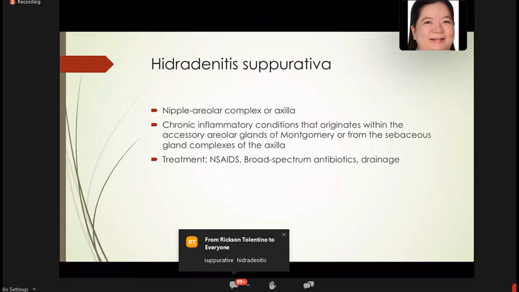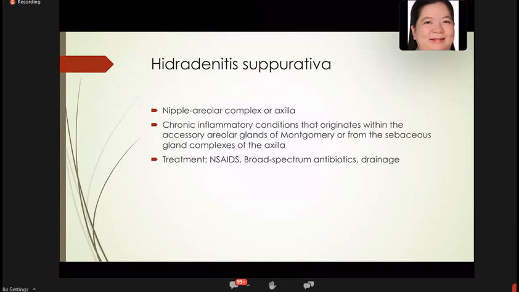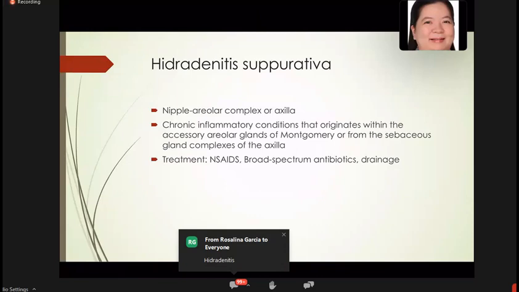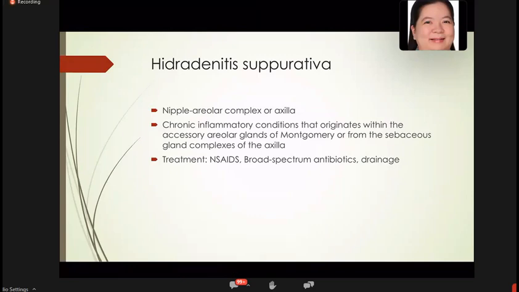So this is a chronic inflammatory condition that originates within the accessory areolar glands of Montgomery in the nipple areolar complex, or more commonly from the sebaceous gland complex of the axilla. The simplest explanation is that it's a pimple in the axillary or nipple area. These are common among patients who shave their axillary hair, those who pluck, or those who wax.